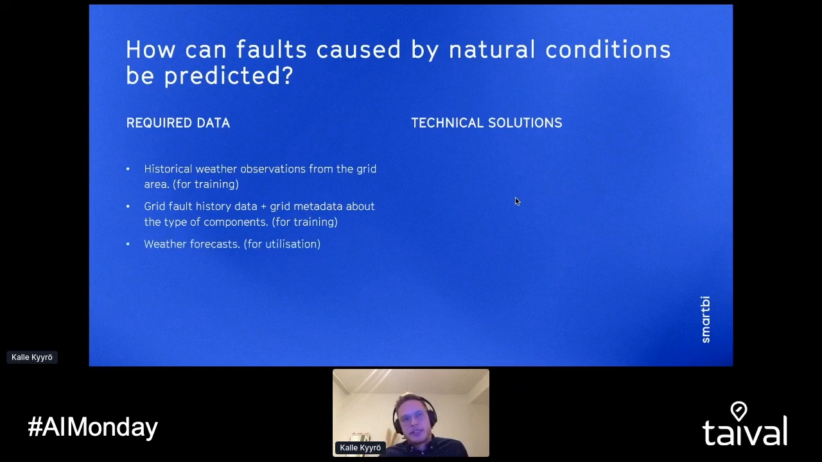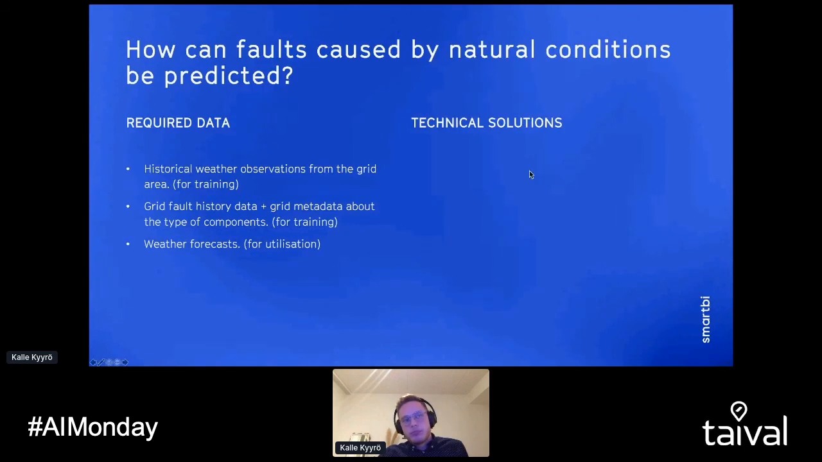And then, adding to this grid fault history data, we also need to understand some meta information about the grid and the type of components. Different types of grids and different types of components in the grids are, so some are less prone to natural damage and some are more prone to natural damage. So that's also important to understand here.